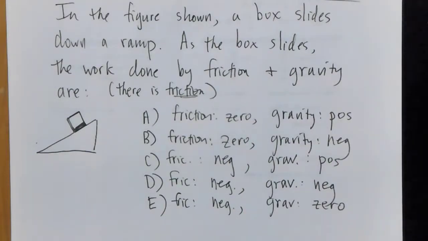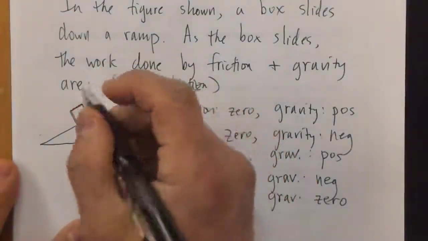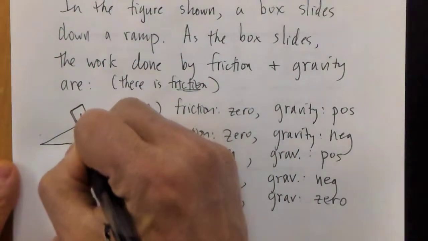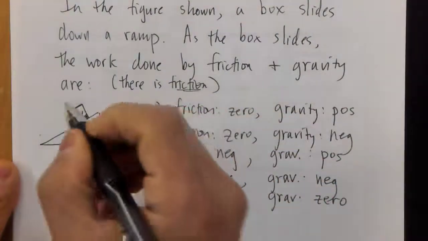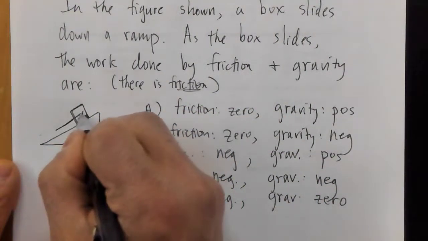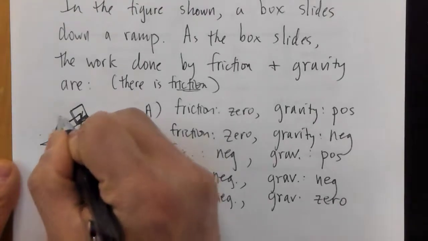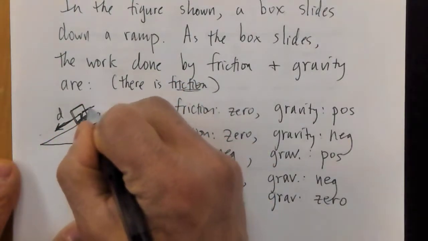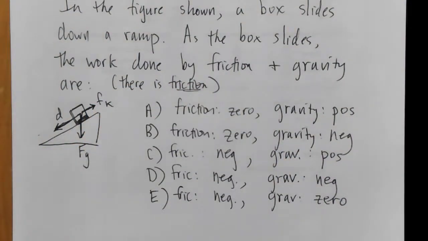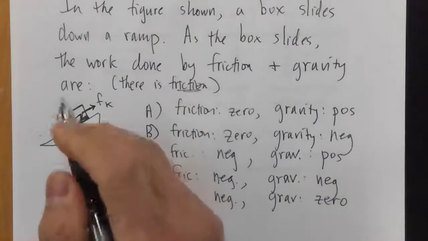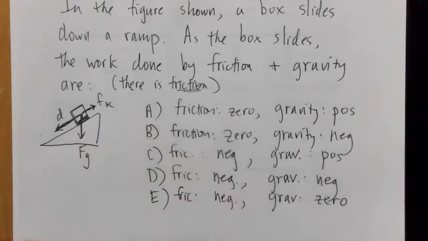A lot of people say C. So let's take a look at this. All right, it's pretty straightforward. Gravity goes straight down like this. That's the force of gravity, Fg, like that. The displacement goes like this. That's D. The force of friction goes in the opposite direction, Fk, for kinetic friction. So, because D and Fk go in opposite directions, the work will be negative.